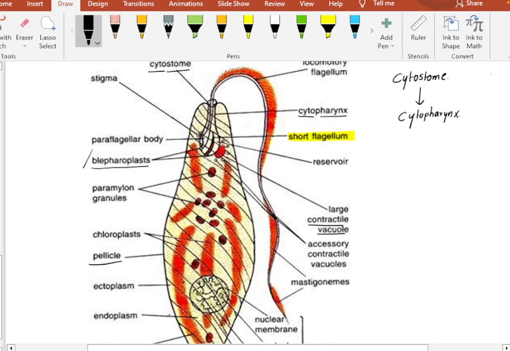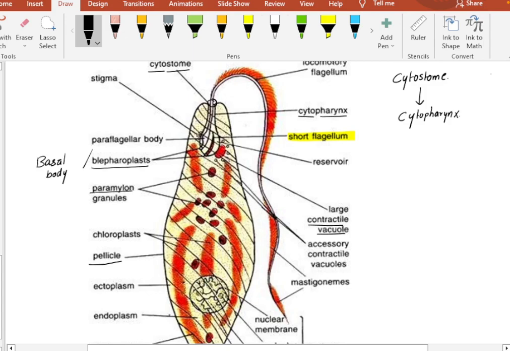The blepharoplast is also called the basal body. Cilia and flagella originate from the basal body, as we have studied. So this is the blepharoplast, which is not to be confused with paramylon. We have studied this in this chapter only.